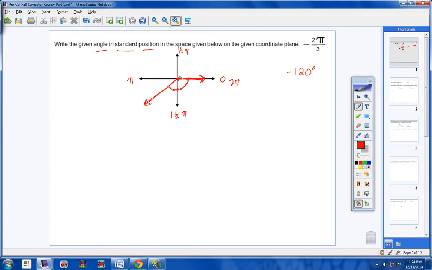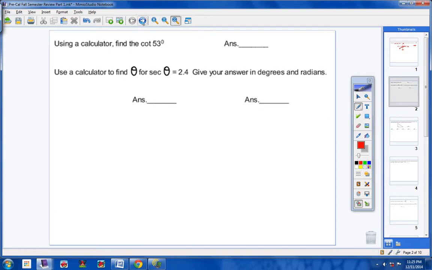Standard position means the vertex is at the origin. The initial side is the positive x-axis. And then, of course, you rotate to where your terminal side would be. Okay? Make sure you know how to write angles in standard position.